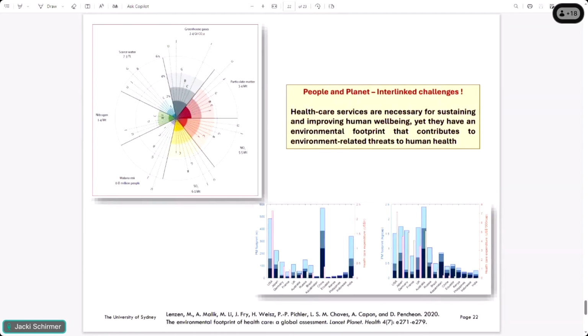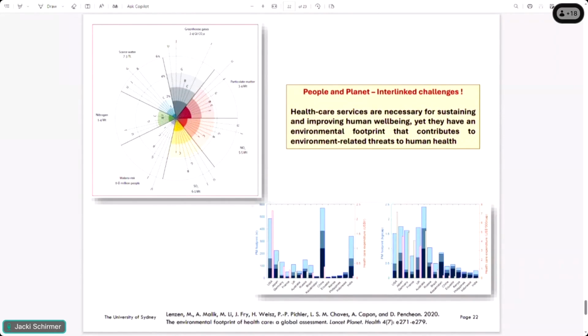And this is my final slide. So people and planet, really, these are interlinked challenges. I've only picked on the health sector here. Of course, healthcare services are critical and vital for sustaining and improving human well-being, yet they have an environmental footprint and contribute to environmental-related threats to human health. I've picked on this sector because this is one sector which we might not realize has impacts that create a feedback loop which comes back to the people that this sector supports.